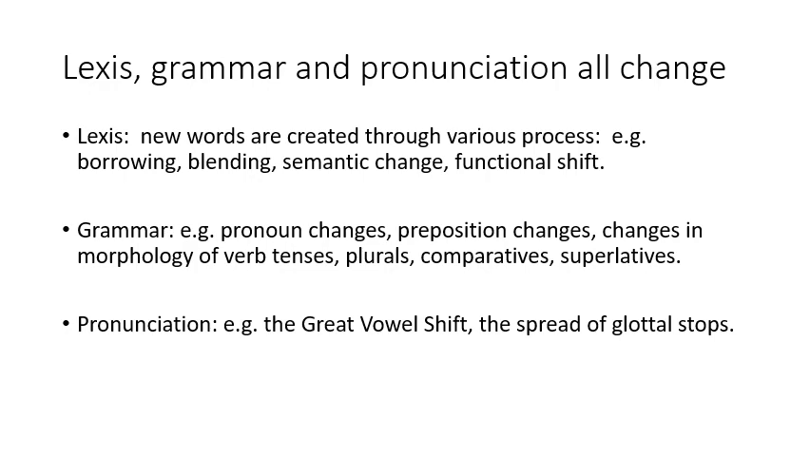So we looked at how lexis changes, the way new words are created through various processes. So things like borrowing from other languages, blending, where you put a couple of words together, like brunch, breakfast and lunch. Semantic change, so think about a word we've talked about, the word slut, which once meant somebody who was a little bit messy and careless, and now has the connotations of sexual promiscuity. Functional shift is where a word changes word class. If we take something like the word Google, which started off as a proper noun and is now used as a verb.